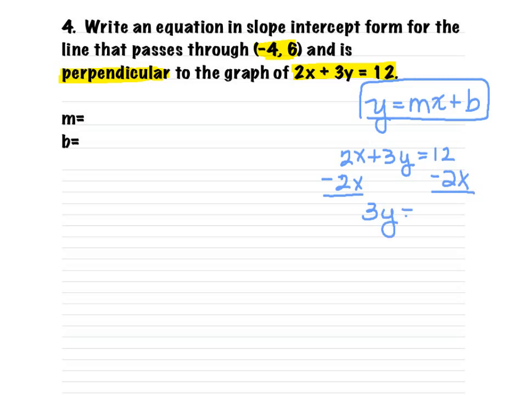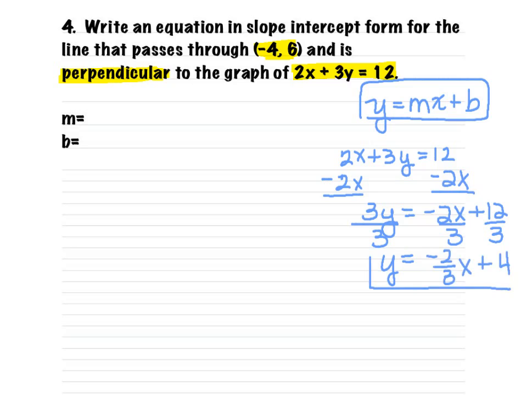3y equals -2x plus 12. Let's divide everything by 3 to get y alone. y equals -2/3 x plus 4. So this is the same equation that's up here, just in a different form. So we can see that the slope of this equation is -2/3.